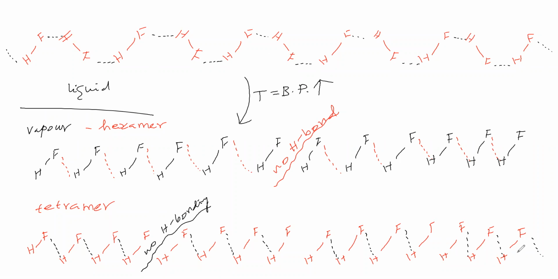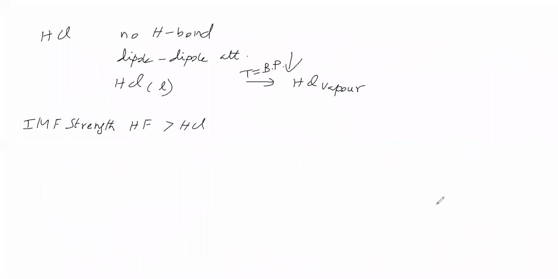Okay. So next we will take water and H2S. The boiling point of water is greater than the boiling point of H2S. What is the reason? We will see. In water, hydrogen bonding is possible. In H2S, no hydrogen bonding. That is the reason. In water, hydrogen bonding is possible. In H2S, no hydrogen bonding.